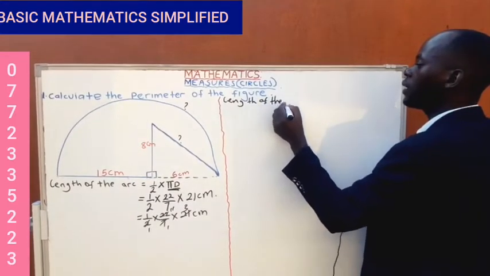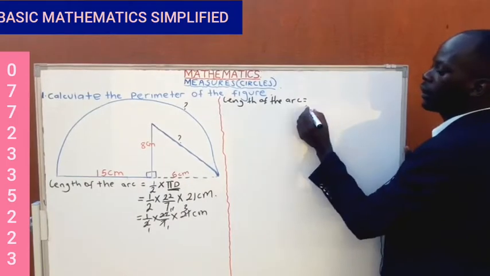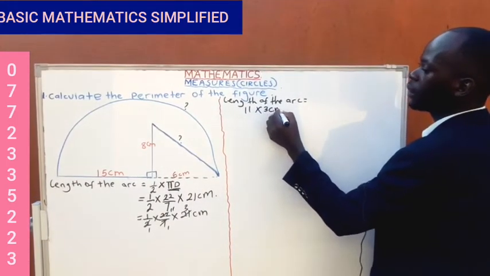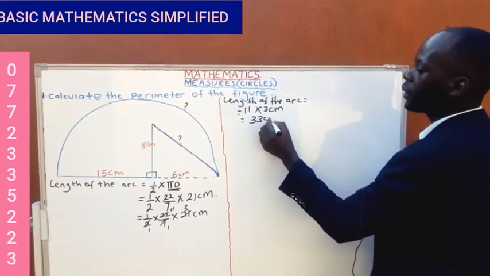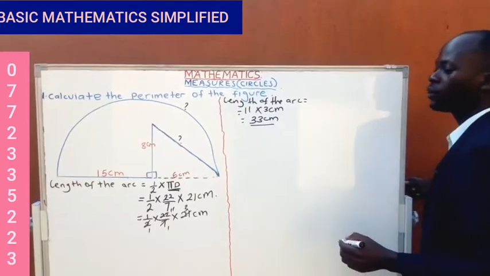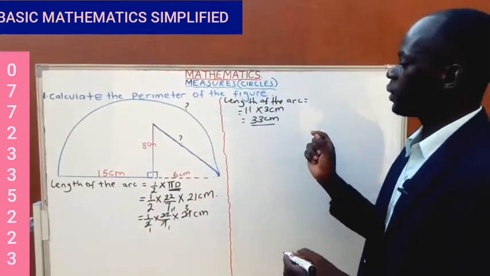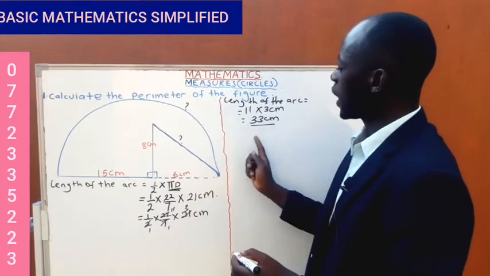So the length of the arc is 11 times 3 centimeters, which gives us 33 centimeters. That's the length of that arc. From this point to that point is the length of that arc. Now, after calculating this one, we now have that 33.